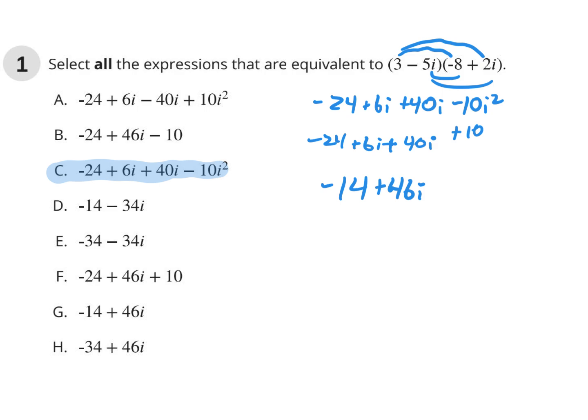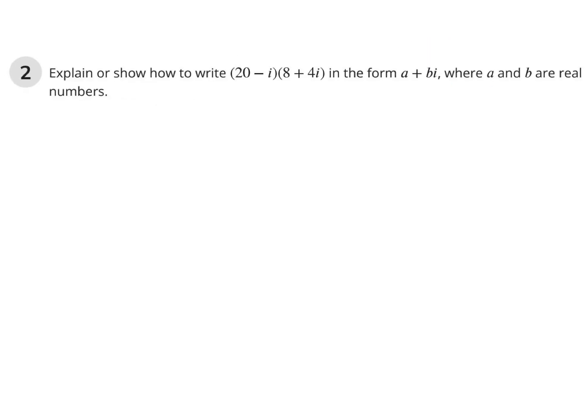D. Negative 4. Nope. D doesn't work. E doesn't work. F. Negative 24 plus 10 plus 4. F works. And then G works. All right, so there were 3 that worked. All right, explain how to show a right. So basically, this is the same thing we've been doing. Just distribute.